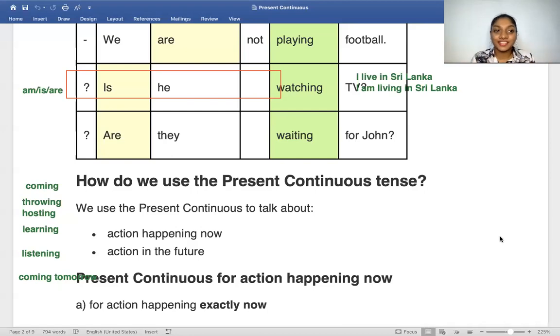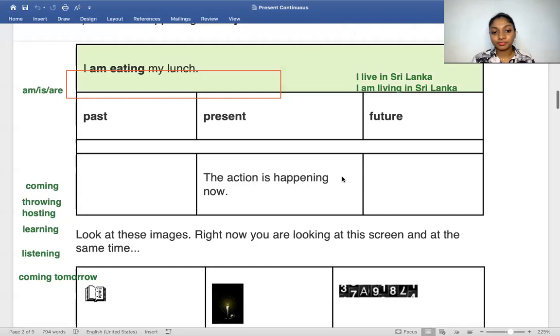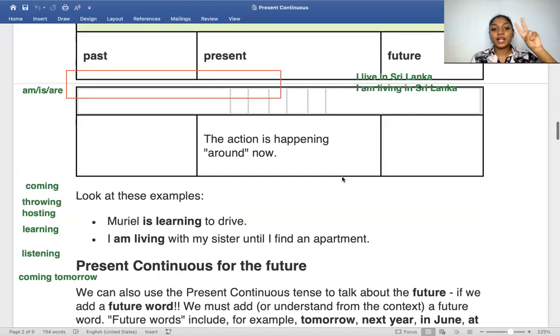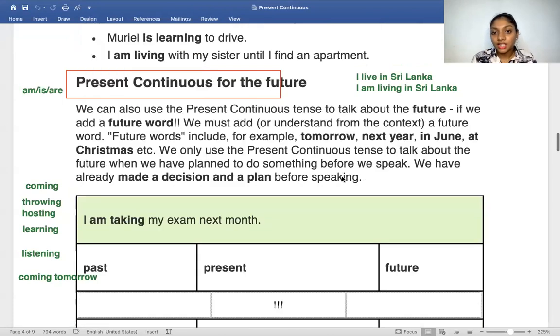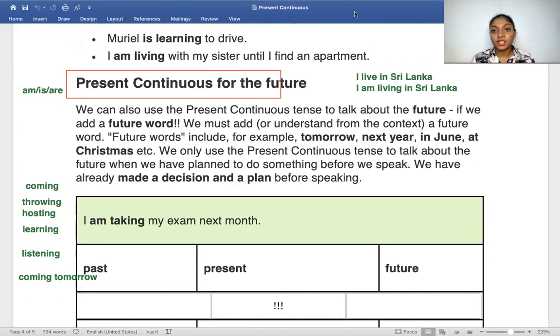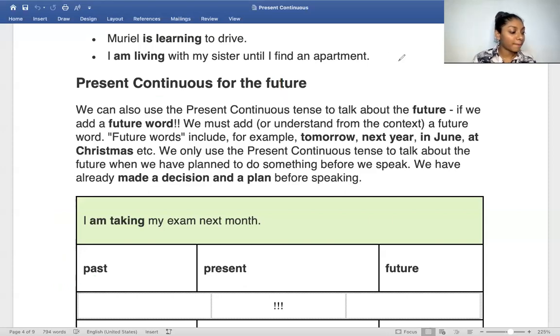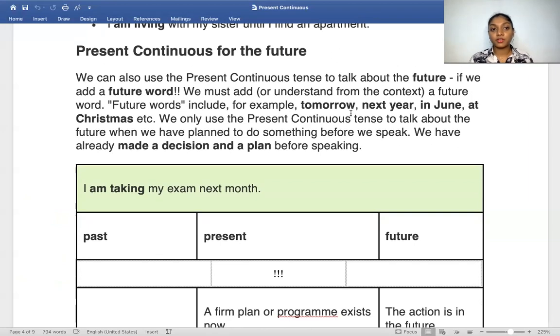Oh, very good. Okay, so I have discussed a lot of examples now. Right? So we have looked at two uses. We are moving into the last one. Present continuous for future. Okay, present continuous for future.